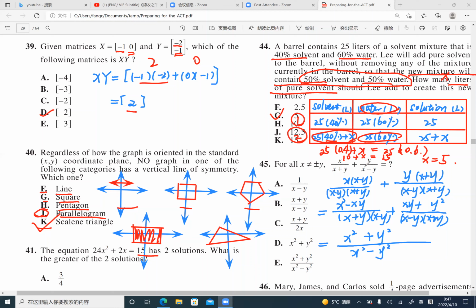And then we simplify the numerator. We get x squared minus x times y. The second numerator is y times x plus y squared. Next step, we add the numerators. We get x squared minus xy plus xy, which is 0, then plus y squared. And x plus y times x minus y equals x squared minus y squared. So the final answer is x squared plus y squared divided by x squared minus y squared. So we should choose option E.